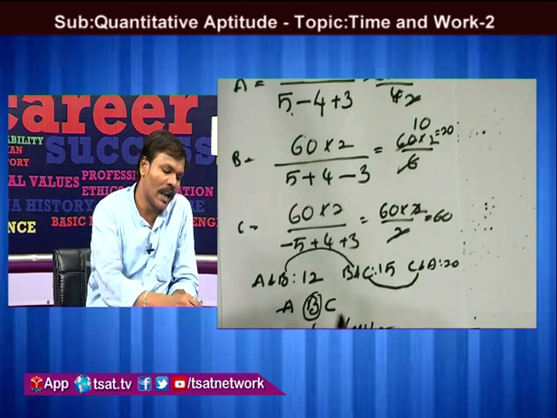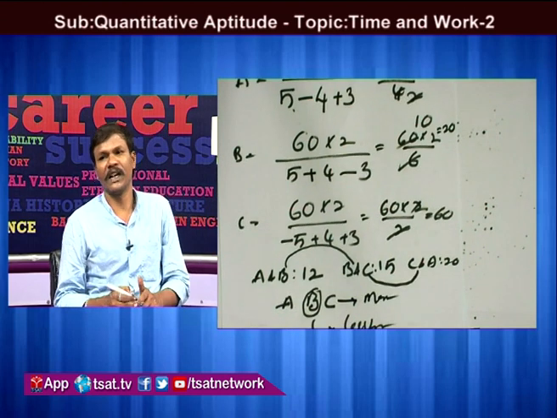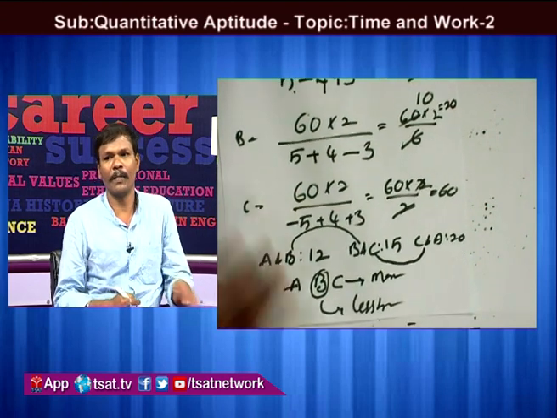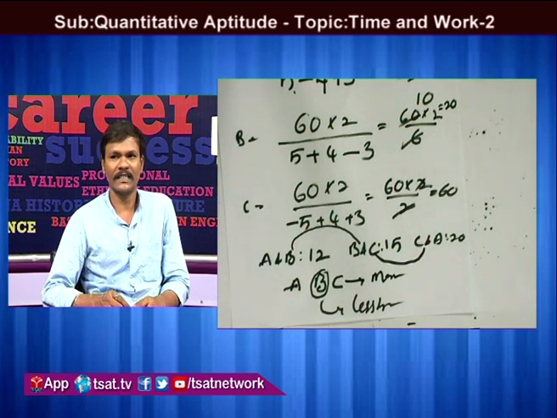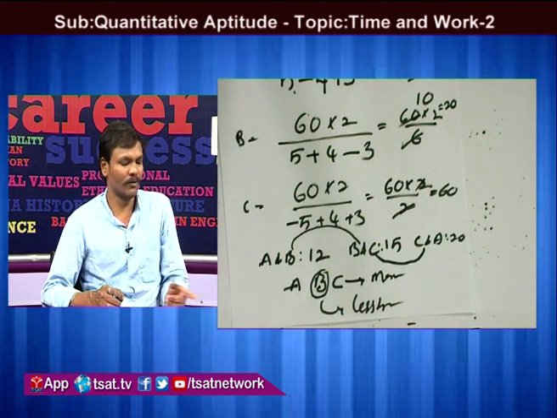Who is the last person? He takes more time to complete the work. That is the concept. So, less time by B, more time by C. Right? This is very important. In some recent examinations we observe this method. We observe these types of questions.